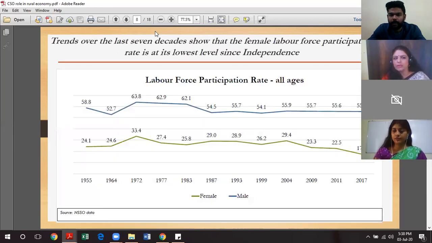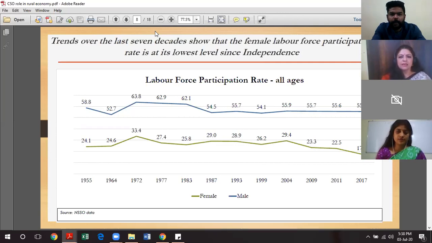Then we will look into the labor force, which I already spoke about. Chetna, you can go to the 8th slide. Labor force participation. The slide I have taken is from research done by Mitali Khakori, wherein it was shown how the labor force participation over a period of 10 years has come down to what it is in 2017-18, at around 17.5%.